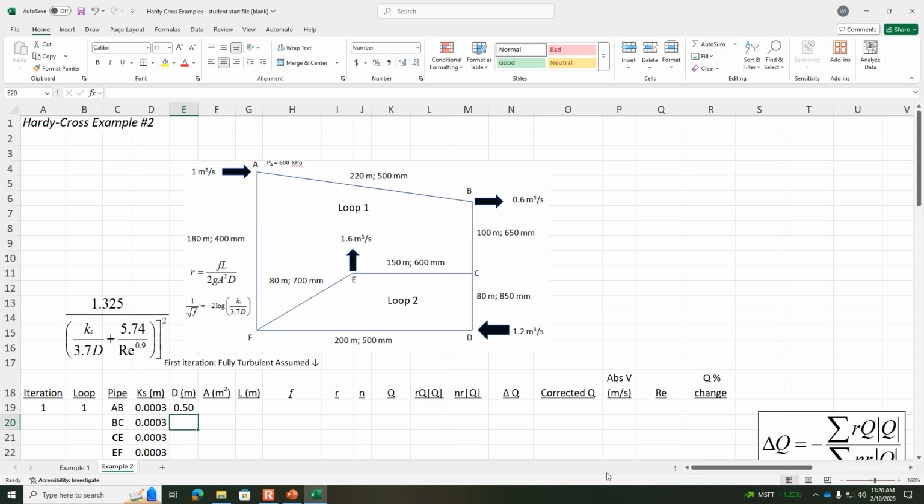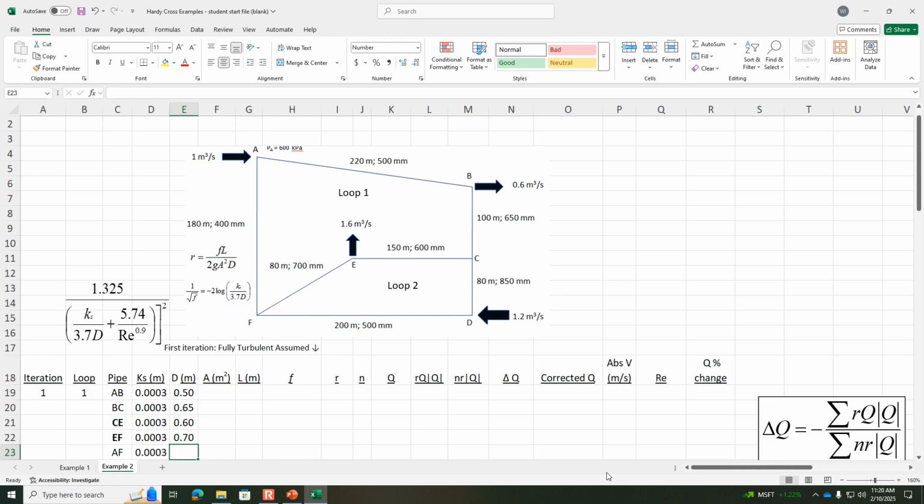BC has a diameter of 0.65. CE has a diameter of 0.6. EF has a diameter of 0.7. And AF has a diameter of 0.4.